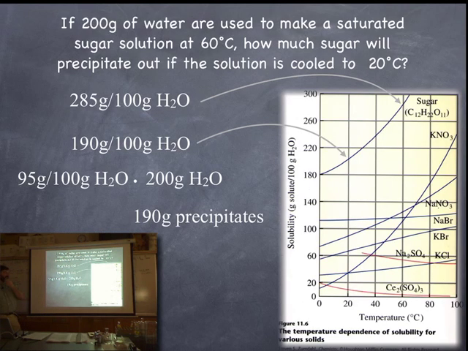The other thing that affects all this is these are all non-volatile compounds. None of these have any significant vapor pressure. And that has a factor as well.